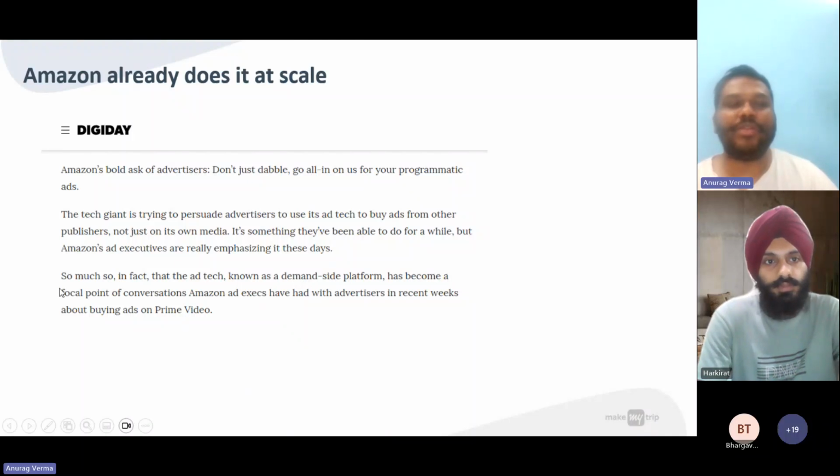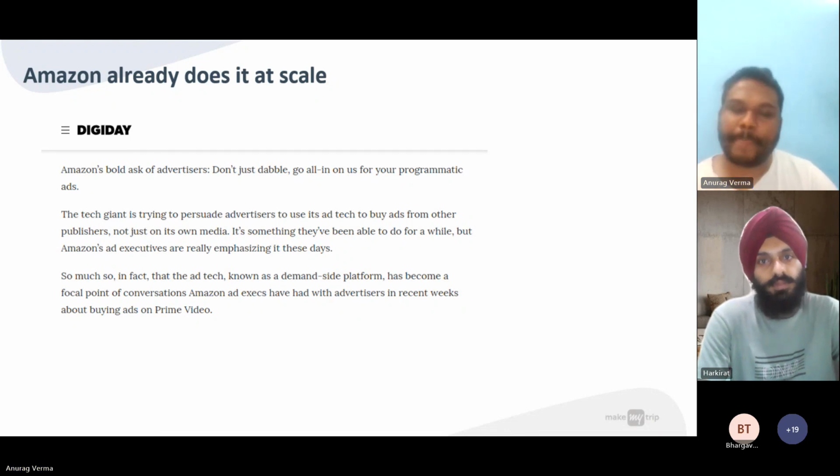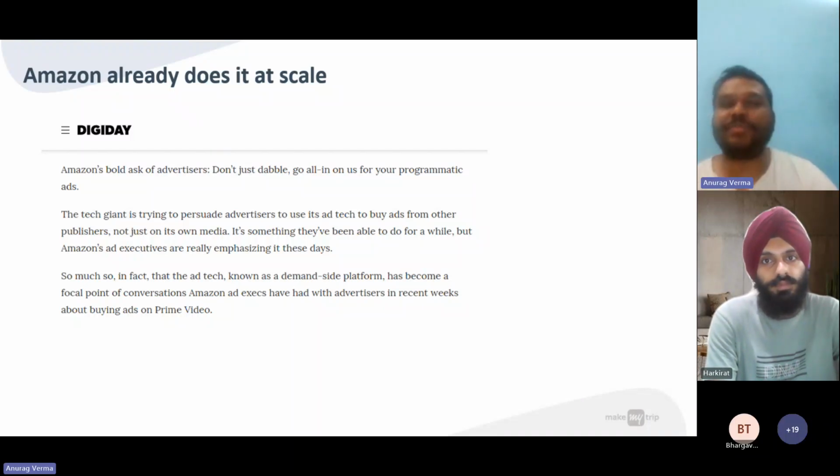Let me just highlight it: the AdTech known as a demand side platform has become a focal point of conversations Amazon ad execs have with advertisers in recent weeks, right? So the reason why Amazon is a serious player in ads is not because of in-house ads. Yes, in-house ads, and a lot of intent data because you're searching on Amazon, but also because they have this Amazon DSP through which they're able to run ads on other publishers. The tech giant is trying to persuade advertisers to use its ad tech to buy ads from other publishers, not just on its own media. If you do only your own media, you will not be able to scale beyond a point, right? So this kind of wraps up the first case study.